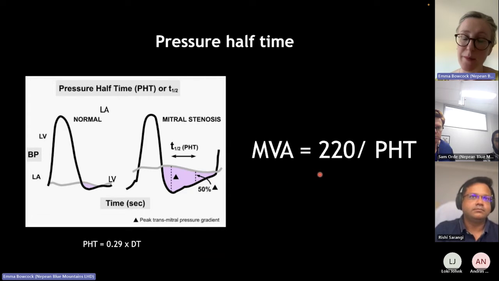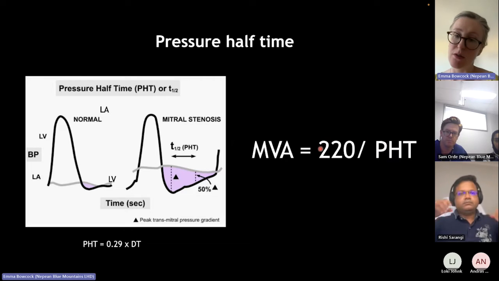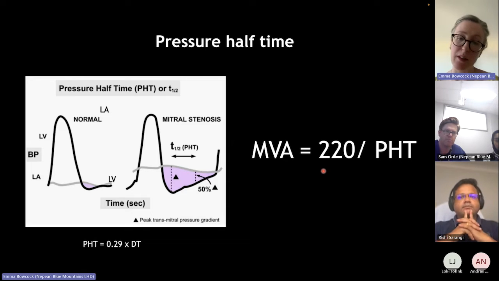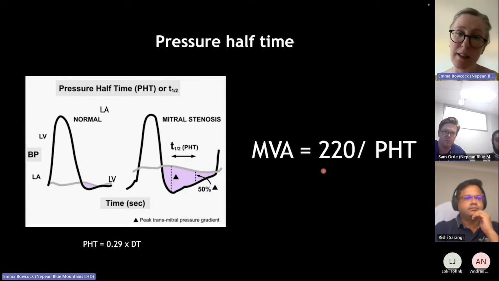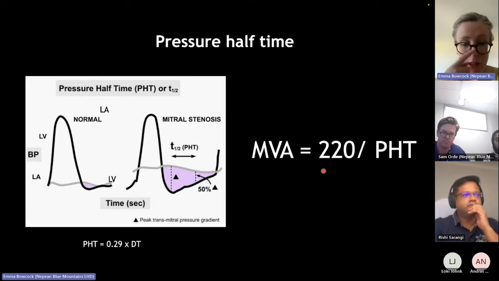And when this was validated for mitral valve area, they found this empirical factor of 220. So dividing 220 by your pressure half time will give you an estimate of mitral valve area. And it's mainly only validated in rheumatic mitral stenosis. There might be more data now for calcific, I'm not sure, but the original studies certainly were done on rheumatic mitral stenosis.